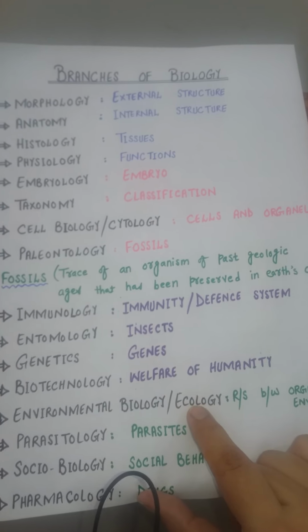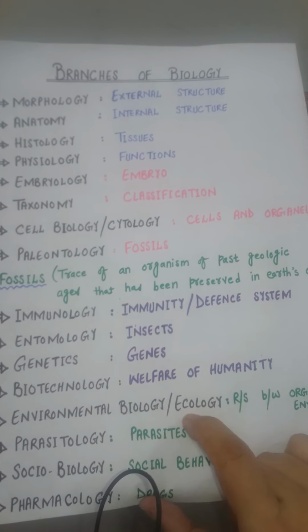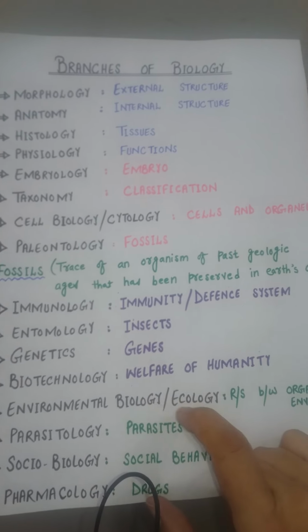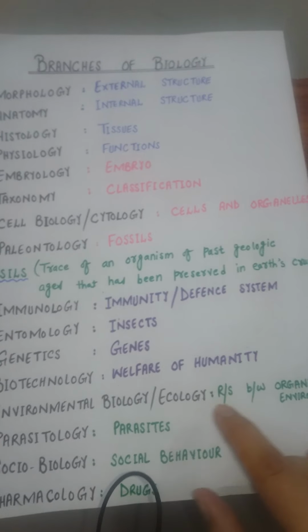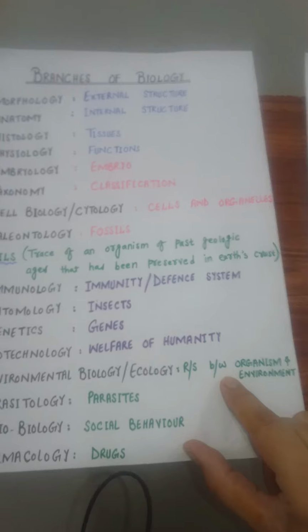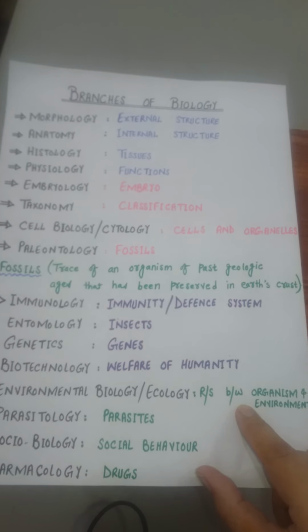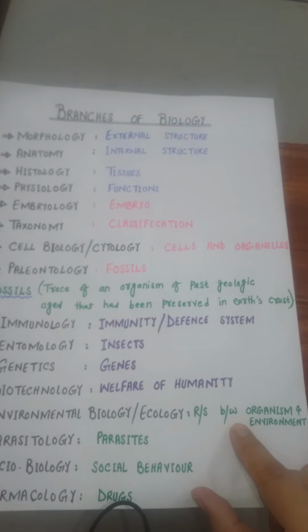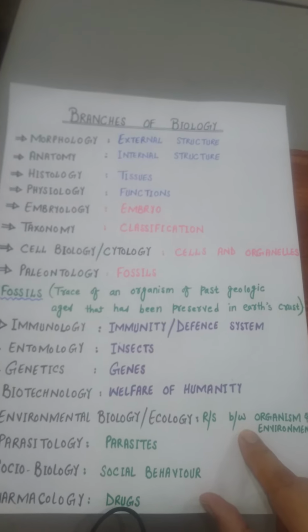Environmental biology or ecology. Environmental biology and ecology are the same thing. This branch has two names. We call it environmental biology, and we also call it ecology. In environmental biology or ecology, we study the relationship between the organism and environment.